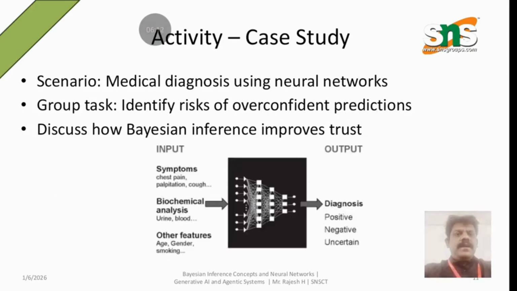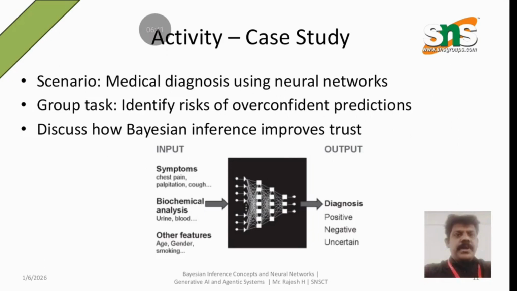And for the activity, we need to have a case study, as we already discussed in class, on medical diagnosis using these neural networks. Let us have a group activity task. You need to identify the risk of overconfidence in predicting this estimation and likelihood, and how Bayesian inference helps to improve the reliability in finding the diagnosis results, whether positive, negative or uncertain.